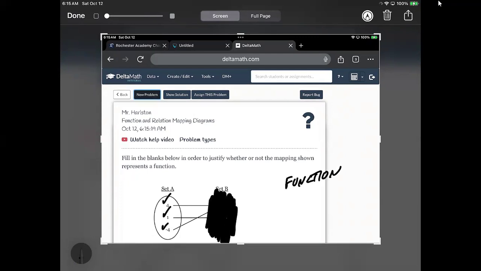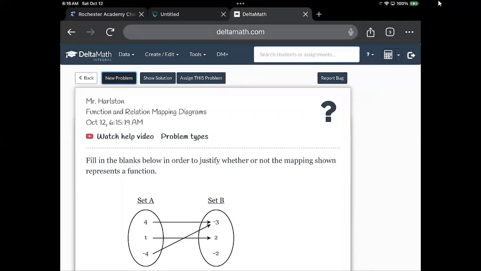Boom, done. Now, mapping diagrams are really effective for discrete relations, when you have a bunch of just numbers or variables. When you have continuous relations, it's not as easy, but mapping diagrams are still good. So you should learn how to use mapping diagrams. Let me finish this up.